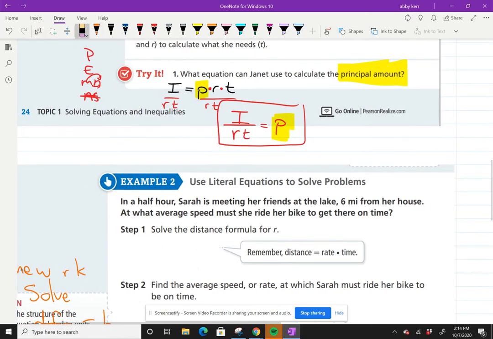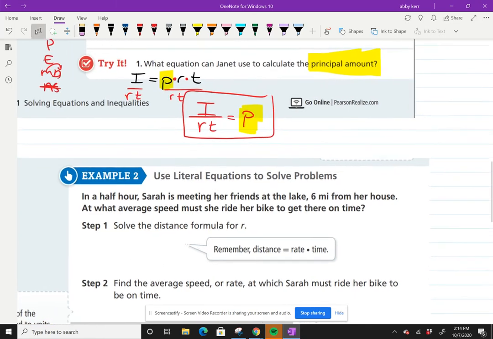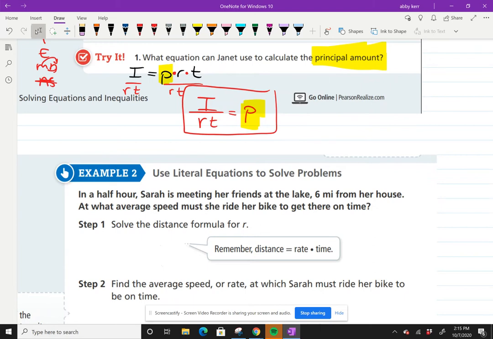Sorry guys, I have to erase this first. So in a half hour, Sarah is meeting her friends at the lake, 6 miles from her house. At what average speed must she ride her bike to get there on time? So there's another formula. It says solve the distance formula for R. So the distance formula is D equals R times T. Distance is our D, R is our rate, and T is time.